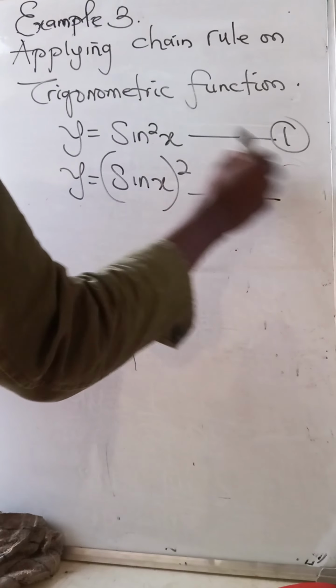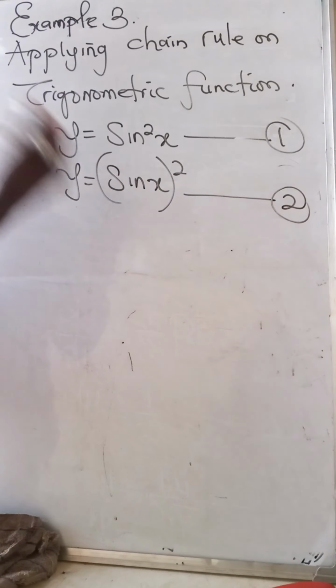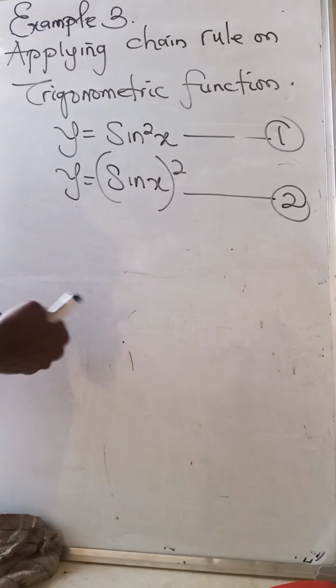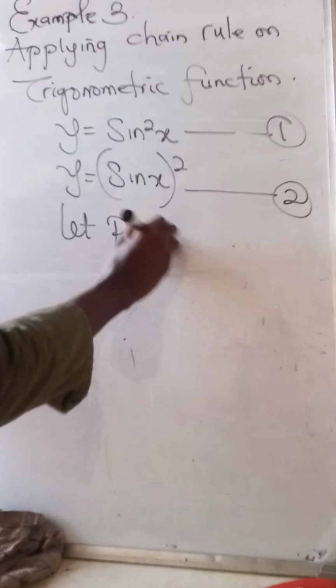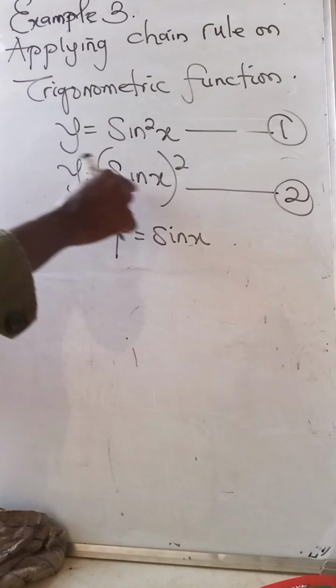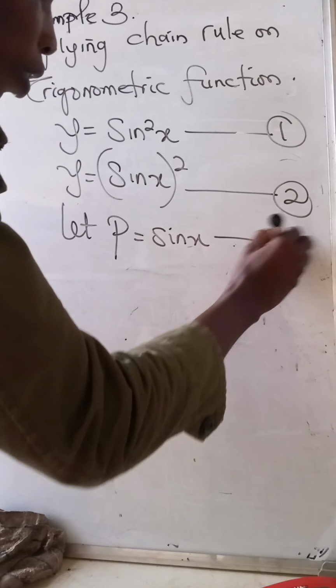So let's come back to this. Given this is the same thing as equation 2, we apply the chain rule. The chain rule says that we have to name the function inside, right? Because it's a function of a function. So we say let p equal sine x. Then this shows that we have our p, which we can call our equation 3.